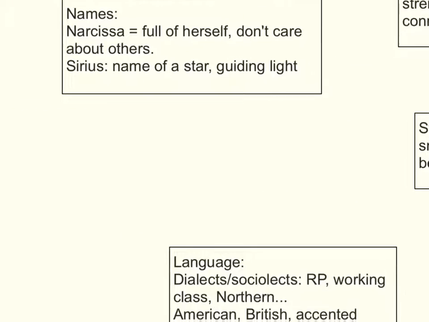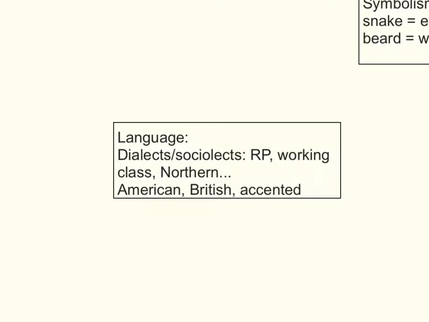Then we have language, and how words and accents or dialects are being used to create a message. Compare, for example, Hagrid and his way of speaking with Draco Malfoy and his parents, where you have two very different kinds of families or backgrounds, where the way of speaking clearly shows class distinction between upper class and working or lower class.